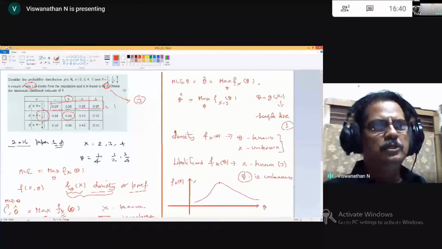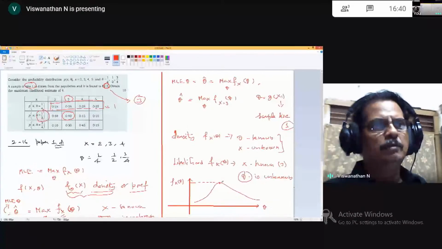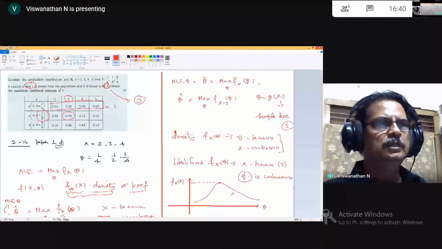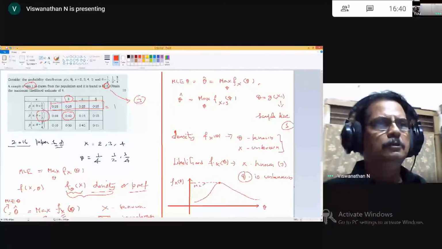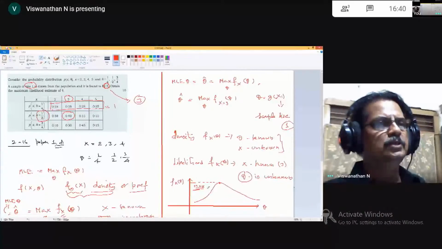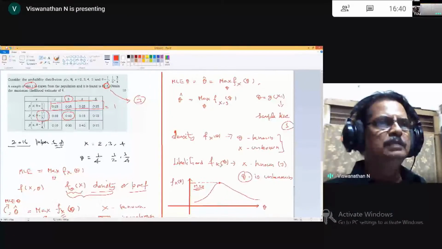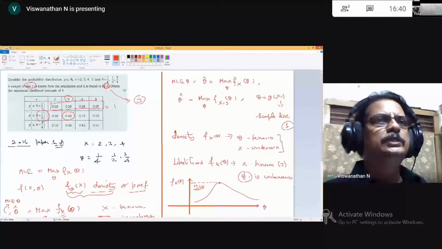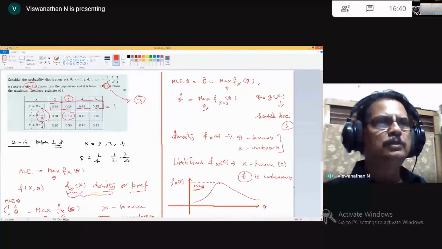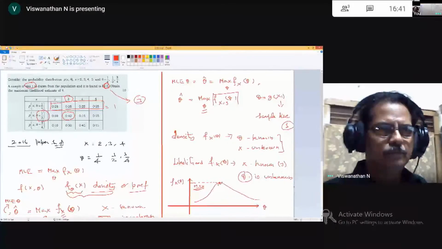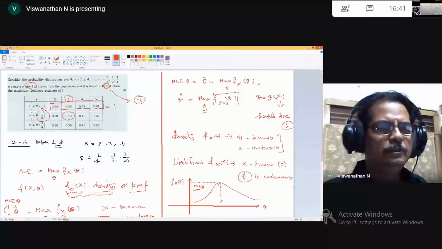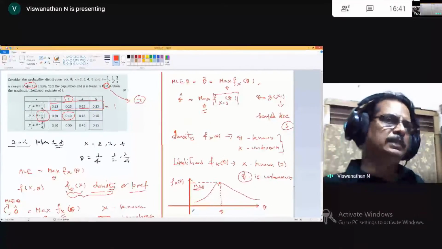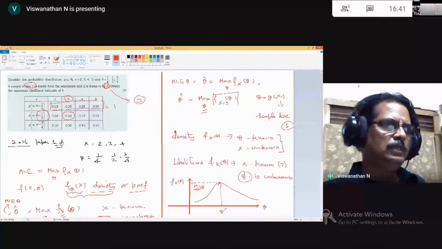We are not interested in this value. This is the maximum of f of x, because it increases and reaches the maximum here. But we are not bothered about this maximum. This is not our MLE. We should be very careful. It is the value of theta at which it is maximized. If you carefully see, it is this value. This is my theta at which f of x, theta is maximized.